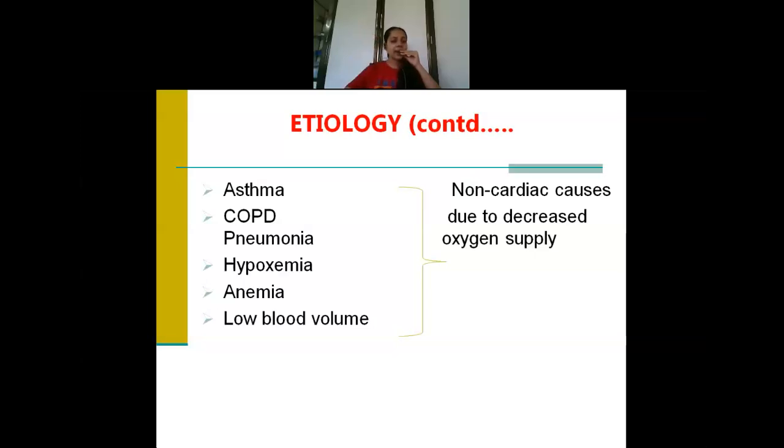Next one is anemia. We know in anemia there is less amount of red blood cells and hemoglobin. The oxygen carrying capacity itself is less. So what will happen now again? In case of anemia also, there is more and more workload on the heart, that will trigger chest pain. When there is low blood volume also, it is the same reason.